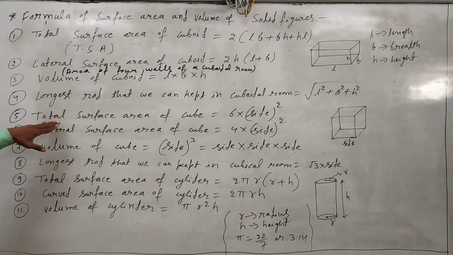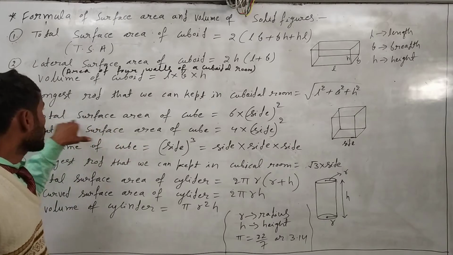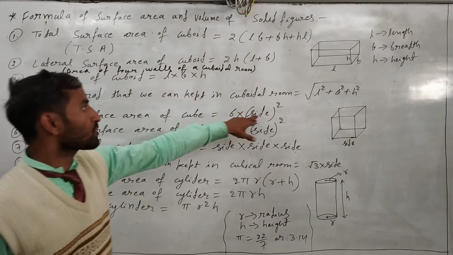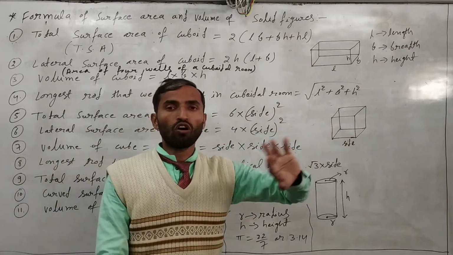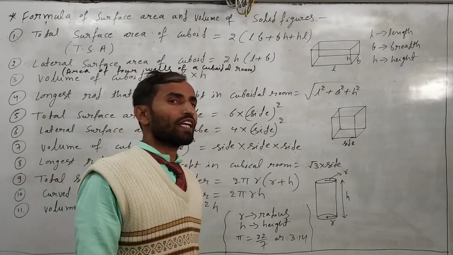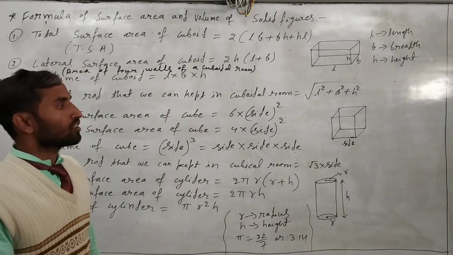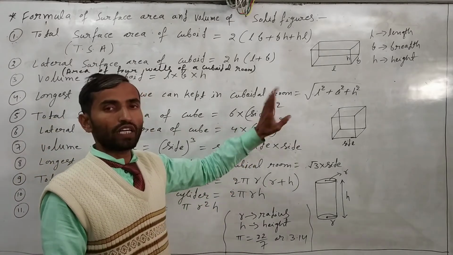Next, we will go for the next figure, that is cube. So total surface area of cube is 6 into side square. Why did it come 6 into side square? Because in a cube all surfaces are equal, the same square. The area of a square is side into side, or side square, and there are 6 of them, that's why we multiply by 6 into side square.